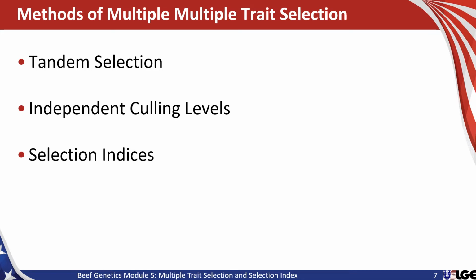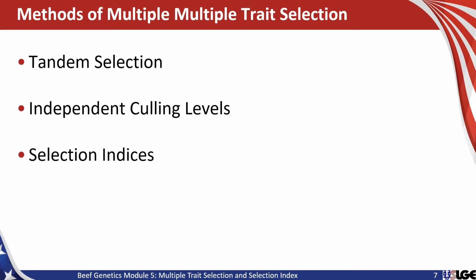In tandem selection, if we assume two traits, we might select on the first trait until we reach the desired level, and then we ignore that trait and begin selection on the second trait. The problem with tandem selection is it is inefficient, and it is possible that selection for the second trait could erode progress made in the first trait if they happen to be antagonistically related. An example, maybe the first trait is calving ease and the second trait is post-weaning growth.